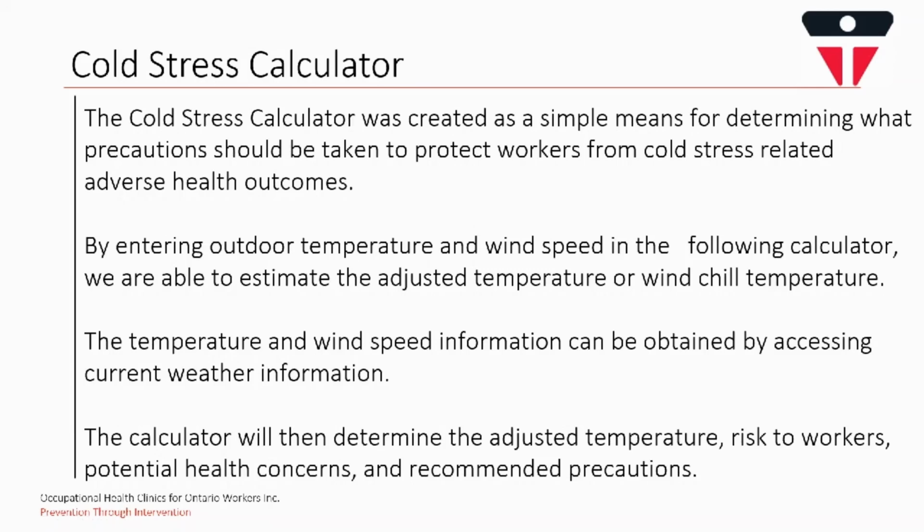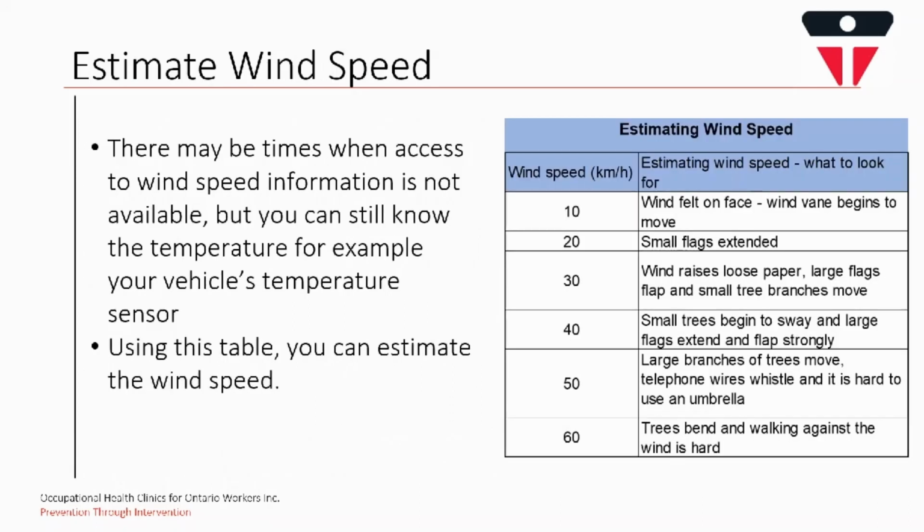Now, there may be times when access to wind speed information is not available, but you can still know the temperature, for example, via your vehicle's temperature sensor. And then using the table that's included in the calculator, you can estimate the wind speed. For example, if your wind is felt in your face and a wind vane begins to move, you can estimate the wind speed's about 10 kilometers an hour. If large branches of trees move, telephone wires whistle, or it's hard to use an umbrella, it's around 50 kilometers an hour.